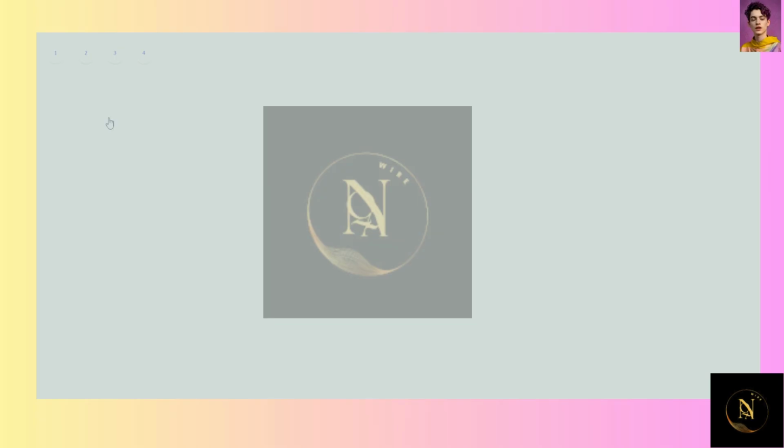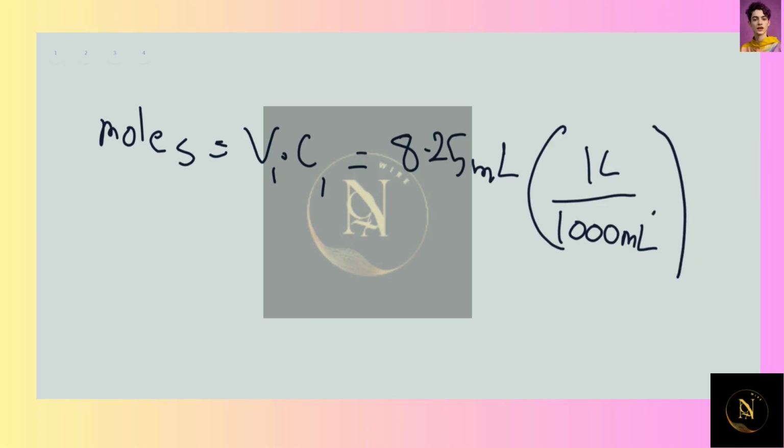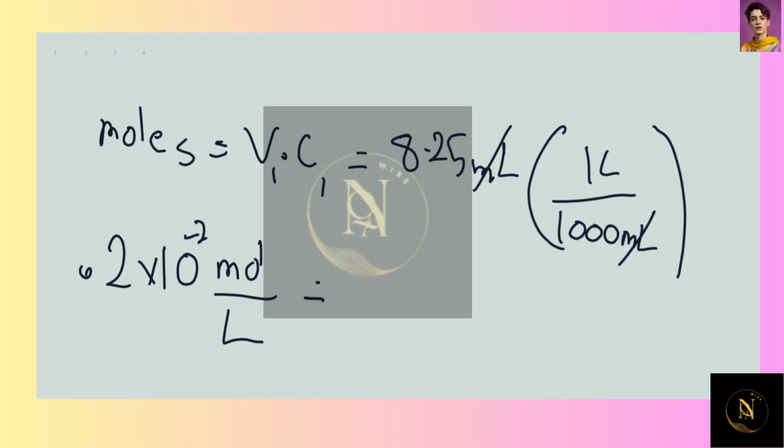The second example is exactly the same. First, I calculate the number of moles, which is basically my volume times the concentration, which is 8.25 milliliters. And here I'm going to do the conversion. I know that there are 1000 milliliters for each liter. And C1 is 2 times 10 to the power minus 2 moles per liter. And so I would get 1.65 times 10 to the power minus 4 moles.